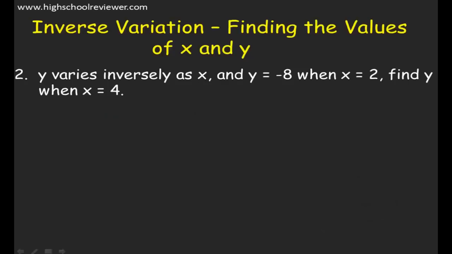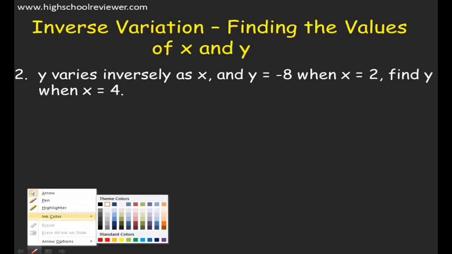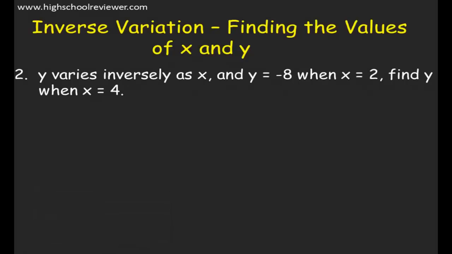Problem number 2. Y varies inversely as x and y equals negative 8 when x is equal to 2. Find y when x is equal to 4. So the first value of y is negative 8. And the value for x is equal to 2.